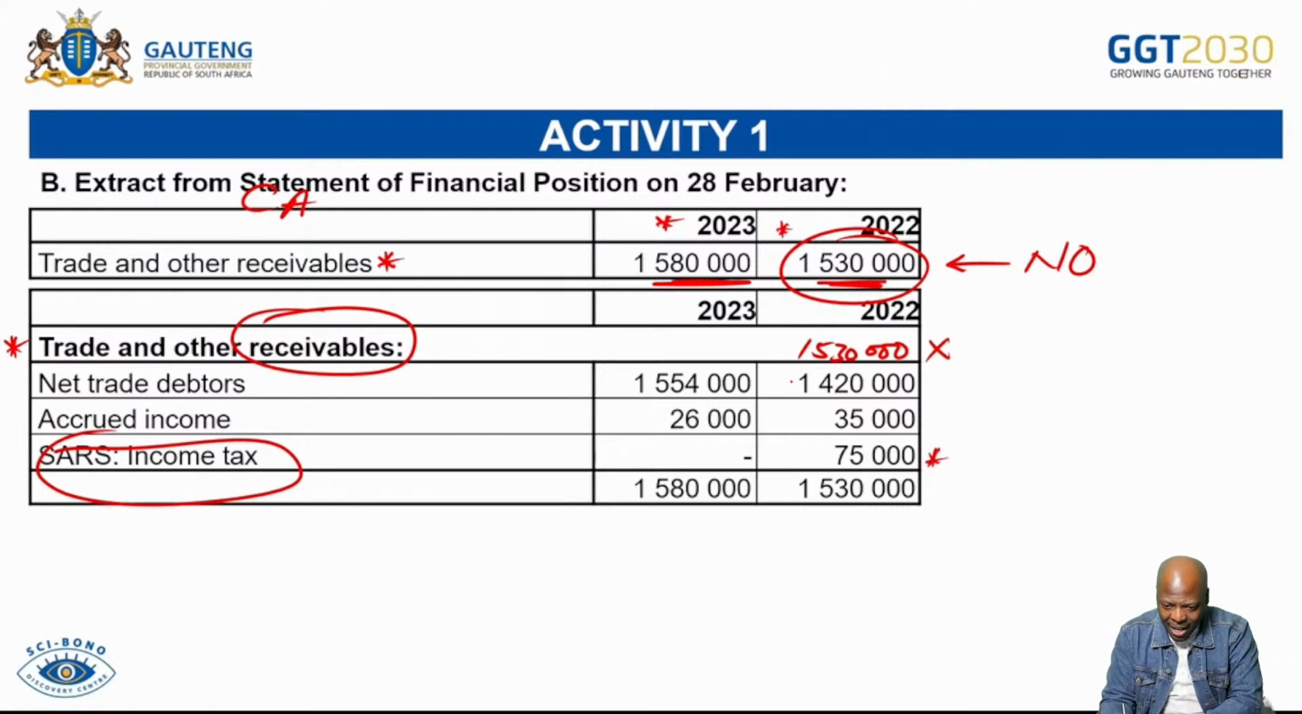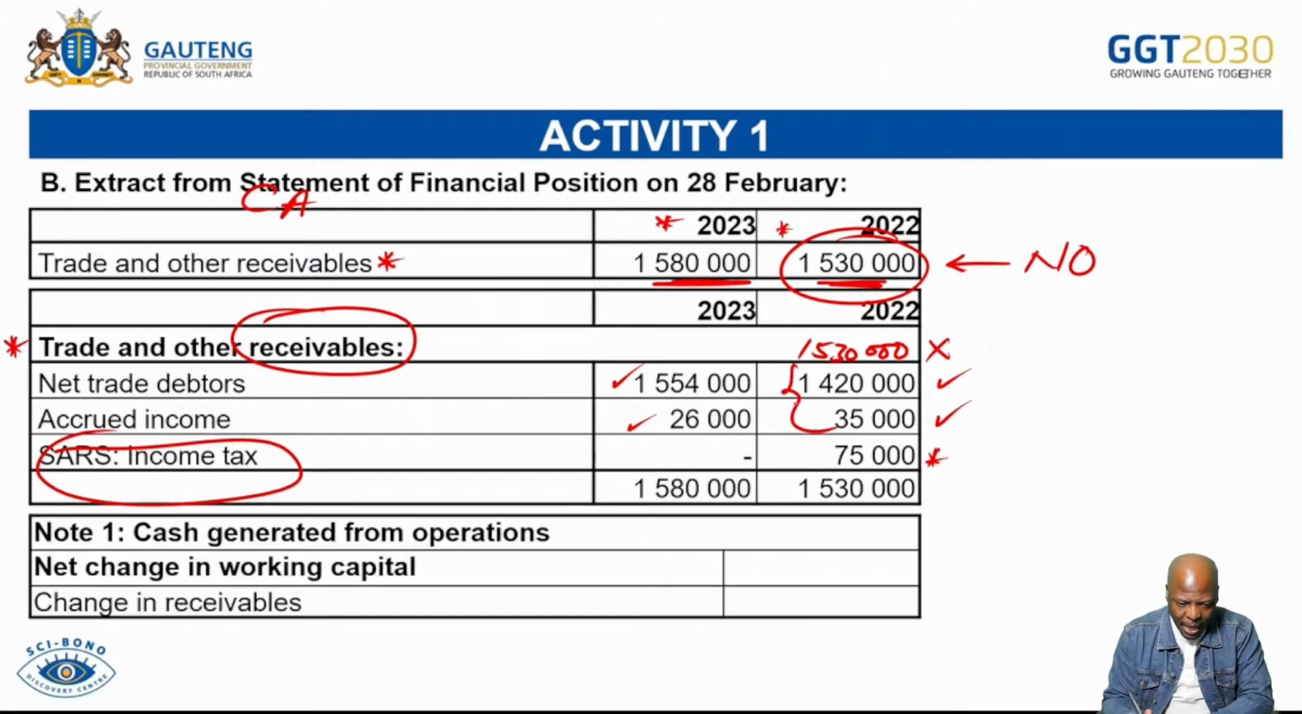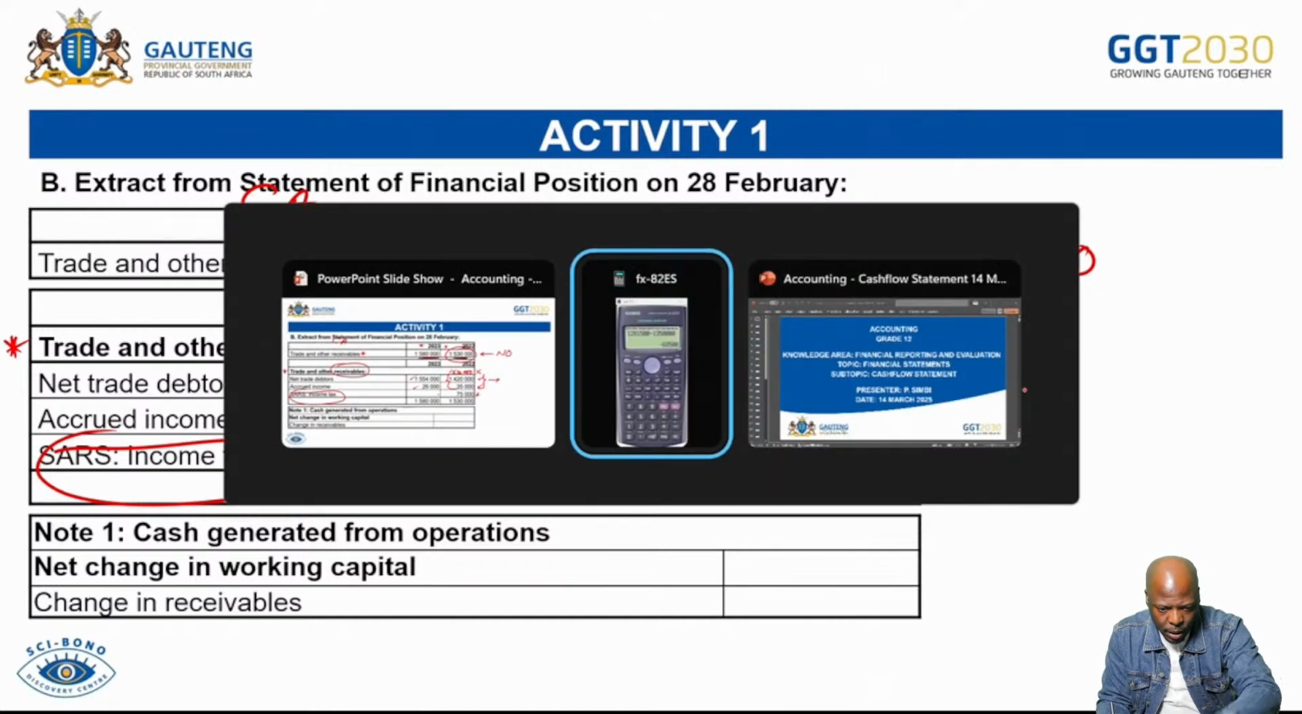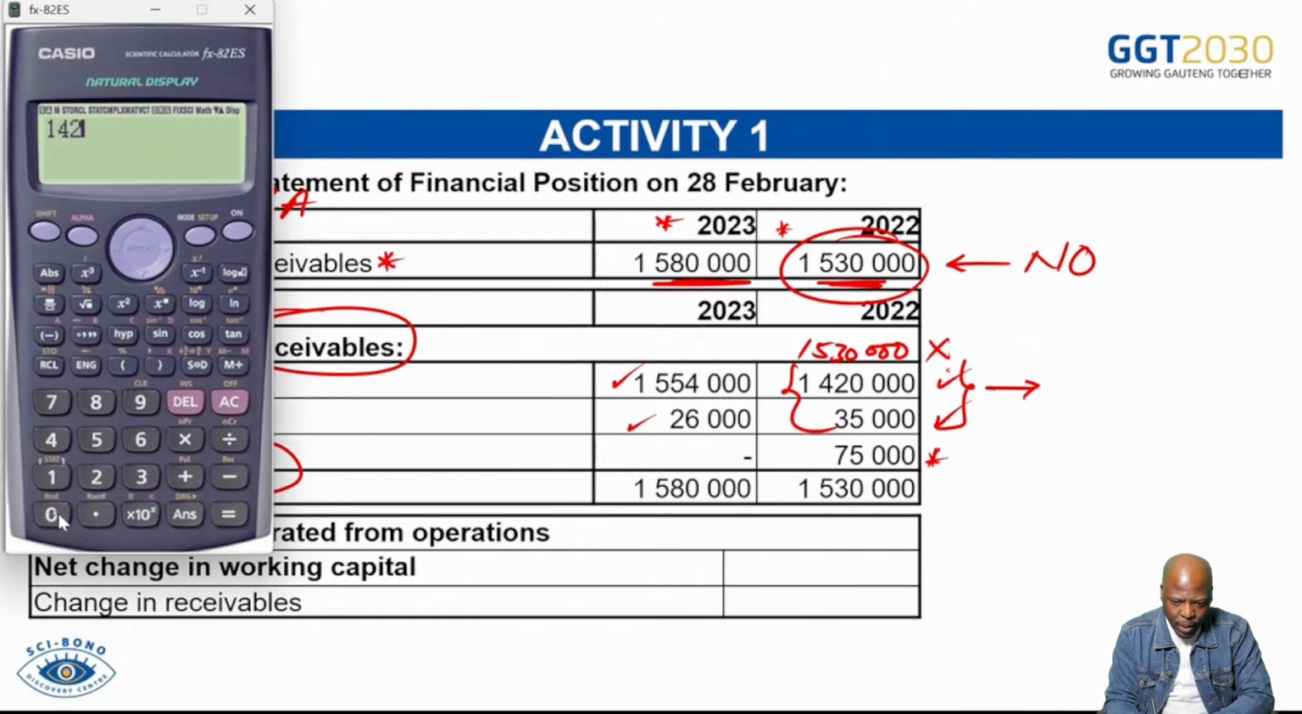So what do you do? You take these two only. You take your debtors and you take your accrued income. Okay, so let's see if we can do that. Calculators then, let's come here. Change in receivables. So in 2022, I'm going to add those two and I'm bringing it here. In 2022, I have 1,420,000.